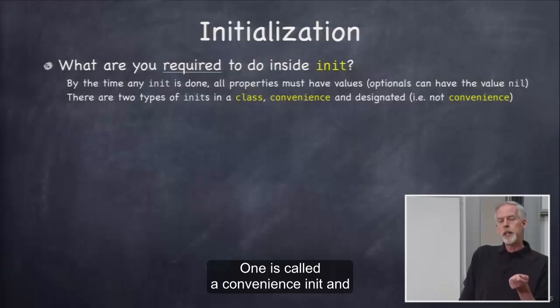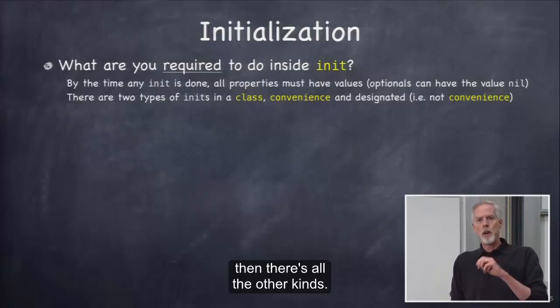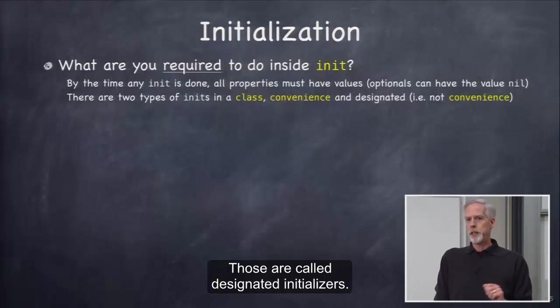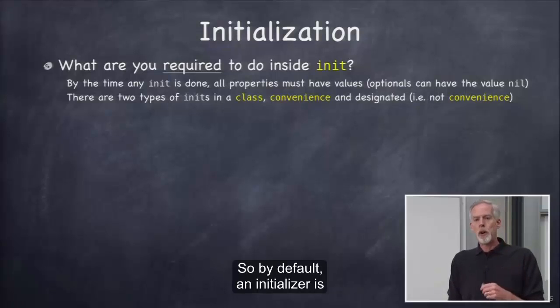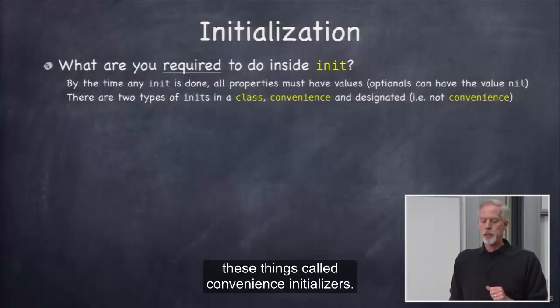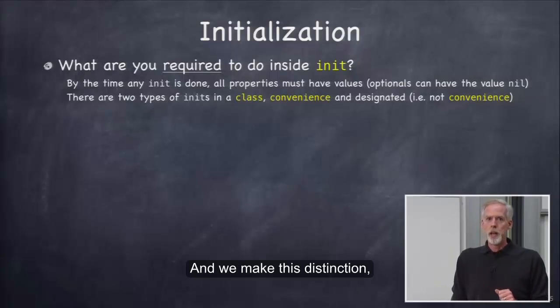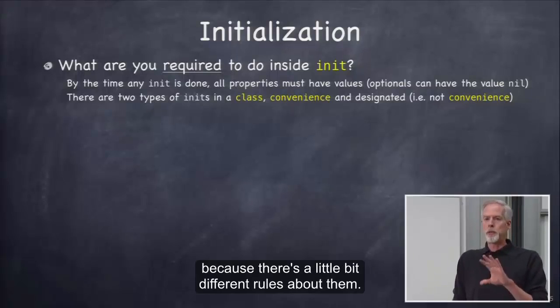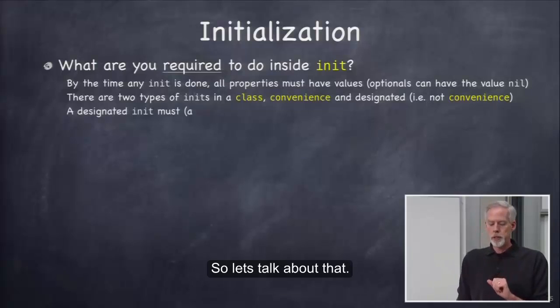There are 2 types of inits in a class, not in a struct, but in a class. One is called a convenience init, and then there's all the other kinds, which are called designated initializers. By default, an initializer is a designated initializer, but there are also convenience initializers. We make this distinction because there are slightly different rules about them. So let's talk about that.